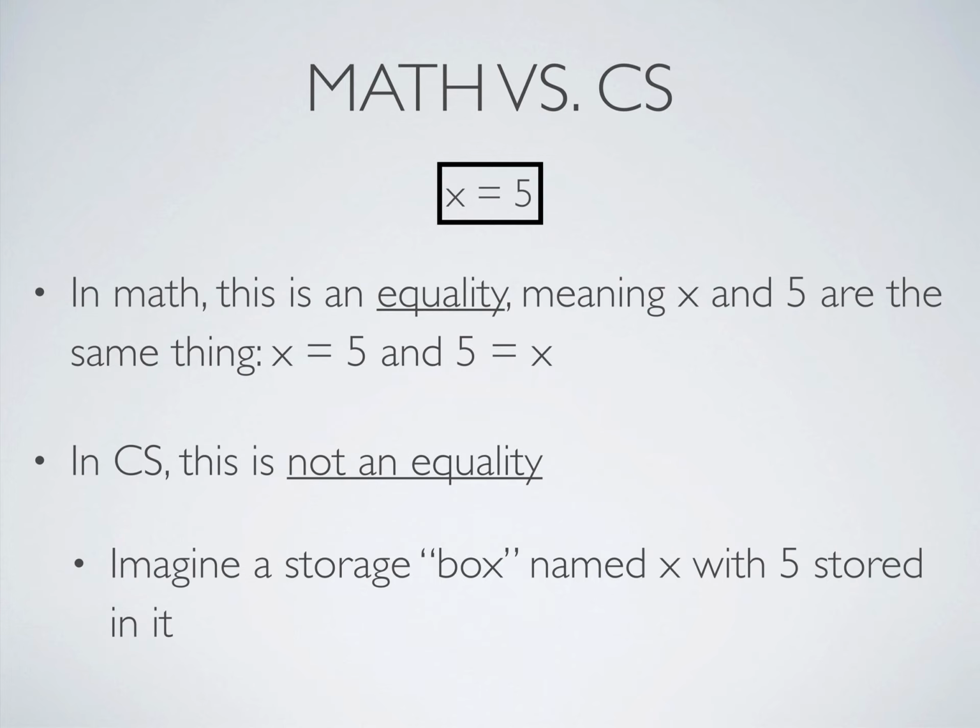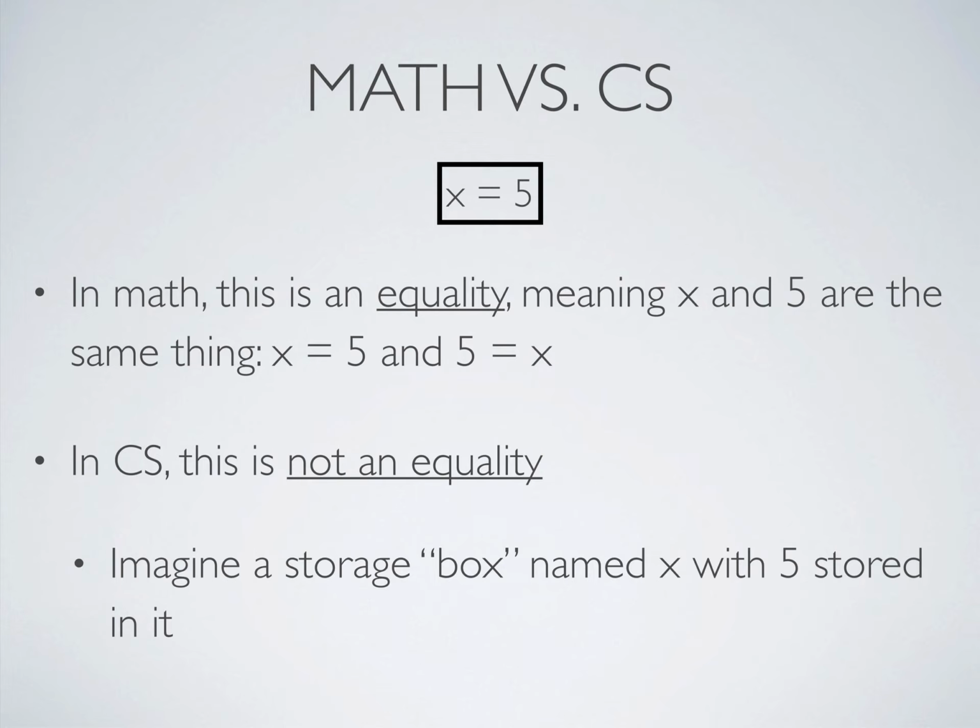So if you saw something like this in a math class, x equals 5, that would mean a couple things. That would mean x is equal to 5 and 5 is equal to x, right? It's an equality in a math class. In computer science, it's not quite an equality. So instead you want to think of it as a storage box that has 5 stored into it.